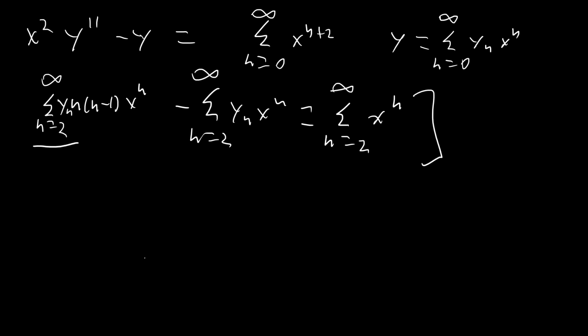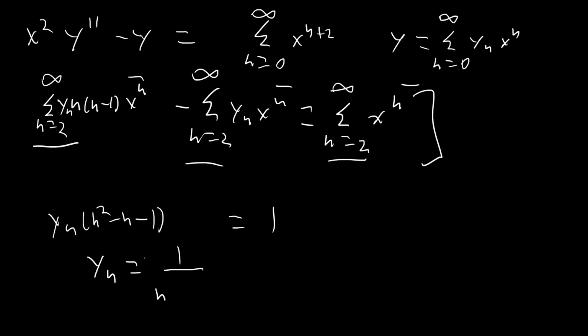Now, since our indexes match up everywhere and our powers match up everywhere right here, we can simply equate the coefficients on both sides. So the coefficient of x to the n on the left side is n squared minus n minus yn, and this is equal to 1 on this side. If we go ahead and factor out yn here, we're just going to end up with n squared minus n minus 1. And this tells us that yn is equal to 1 over n squared minus n minus 1.